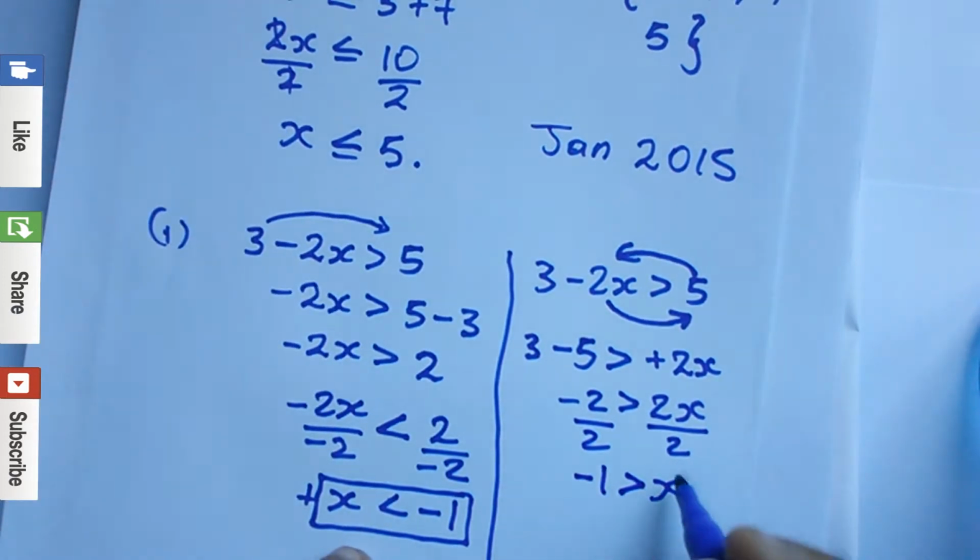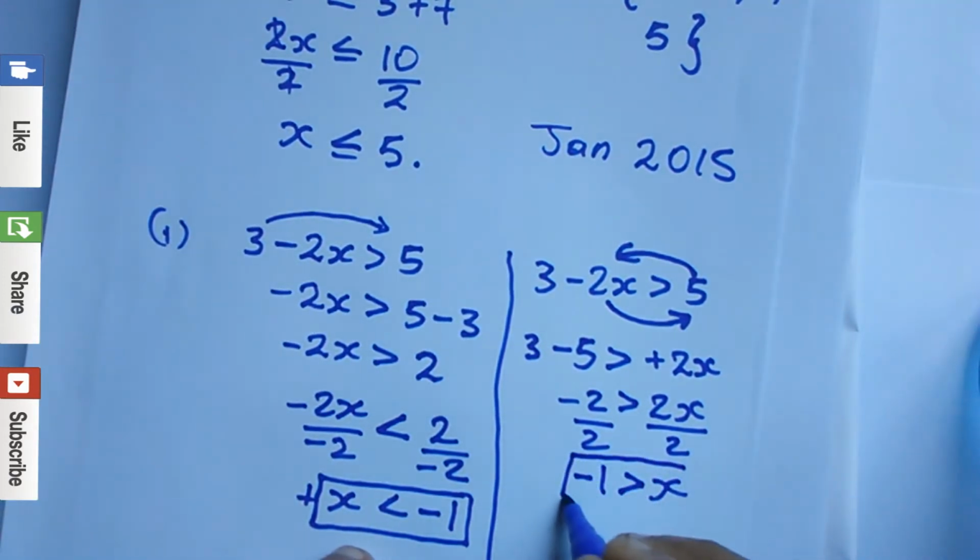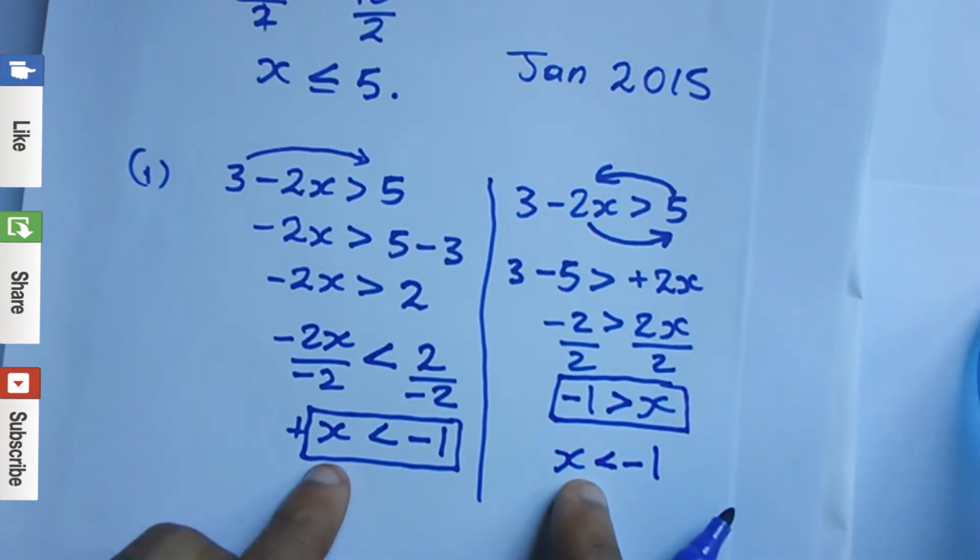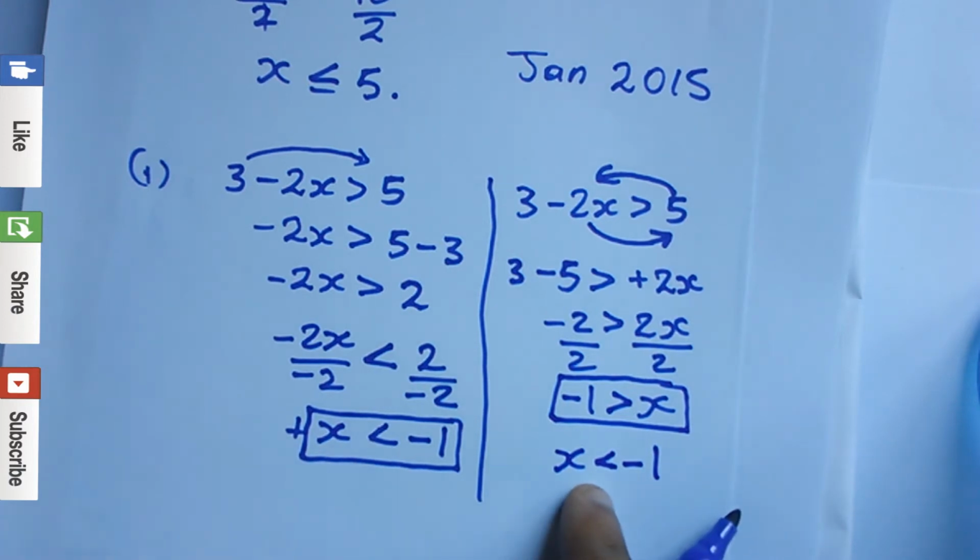Now, if we rewrite this solution, putting x on the left hand side, we would have x. Remember, this point is pointing to x. I'm going to have to write it like this, minus 1. So that would be our answer. So you see, same answer.